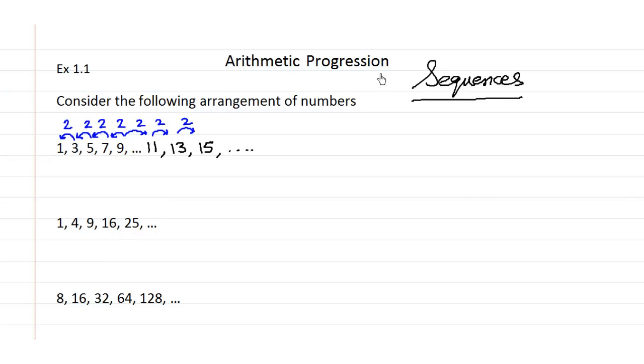Now let's look at the next one, which is 1, 4, 9, 16, 25. If you closely observe, 1 is a square of 1, meaning 1 square is 1. So the first number is the square of 1, while 4 is the square of 2. So 2 square is 4. Similarly, 3 square is 9. So the third number is 9. Then 4 square is 16. The next number is 16. Then 5 square is 25.